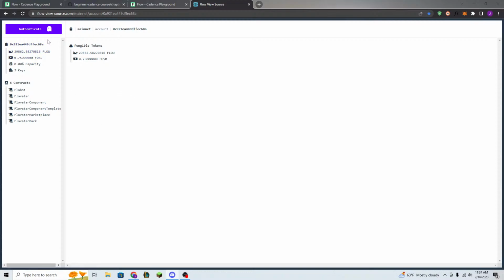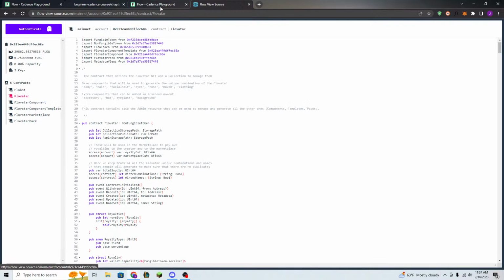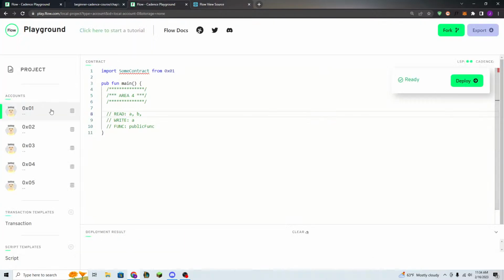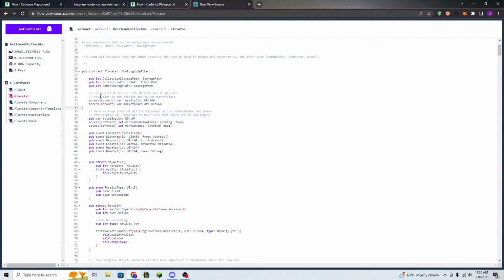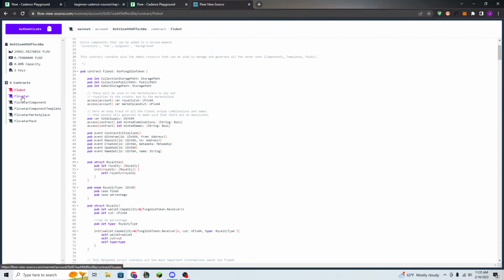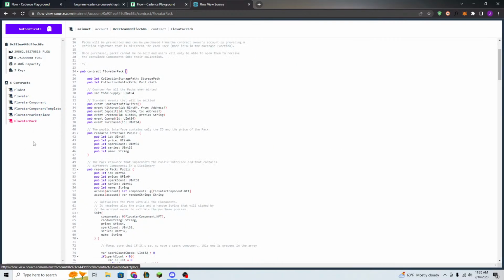So this is the Flovitar account on mainnet, and you can see that this one account has all these contracts inside of it. So unlike the playground where you can only deploy one contract per account, in the real world it's actually like this. What access account would let us do is access some variable or function in any of these contracts, but not in contracts in another account or a script or transaction. So that is the main difference.